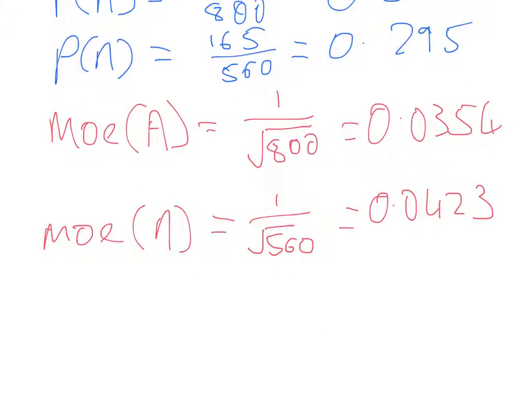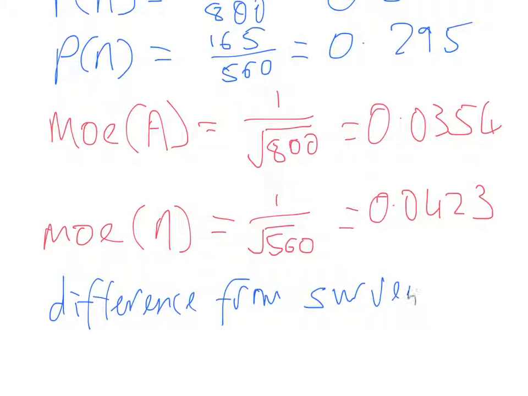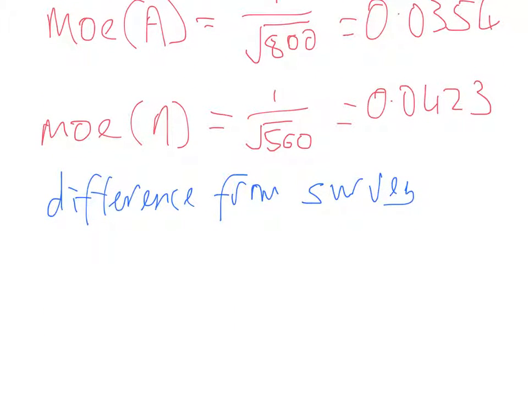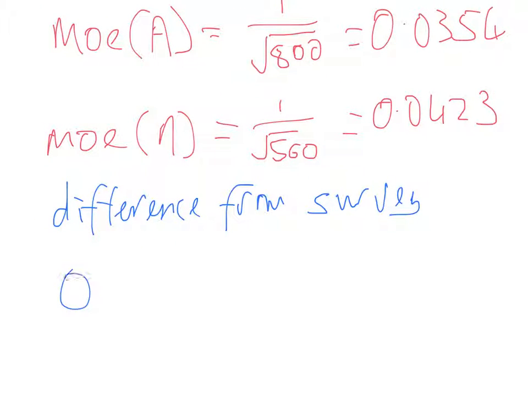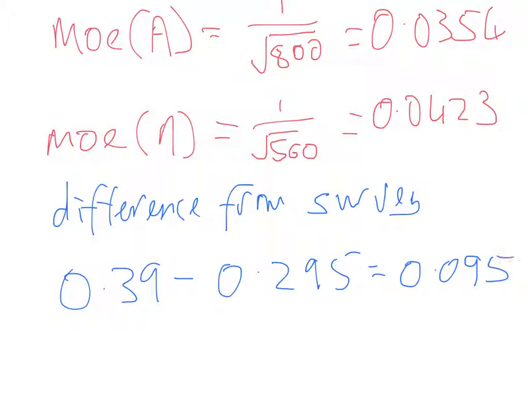So we want to look at the difference. The difference from the survey is going to be 0.39 minus 0.295, which equals 0.095.